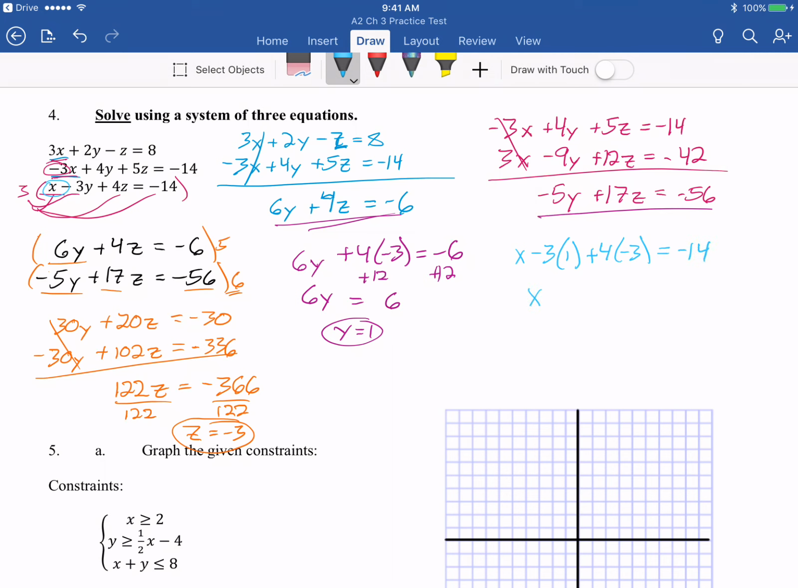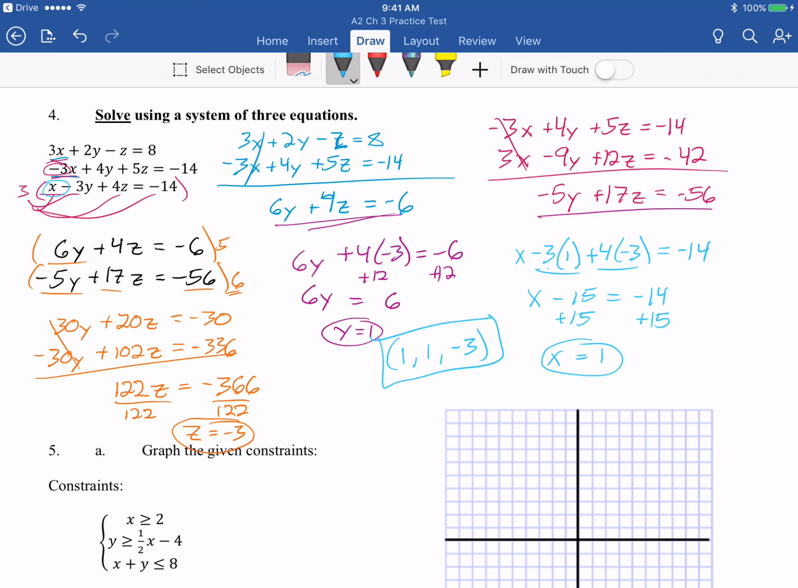All right, so now I have x, this is -3, this is -12, so this is going to be -15 equals -14. So now I add that 15 over, and I get x is equal to 1. All right, final answer here is 1, 1, -3. Make sure you give it to me as your final answer in that ordered triple there.